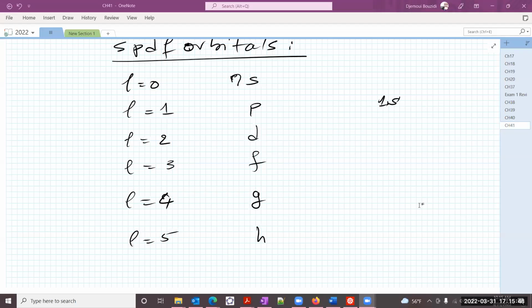So again, you start filling the orbitals as they go. So 1s2, then the next one is 2s2. So this is your helium.